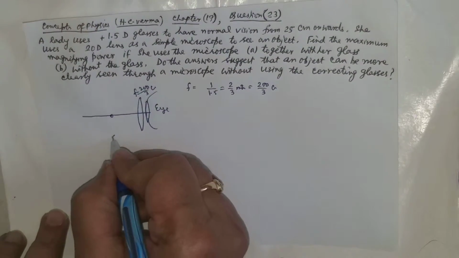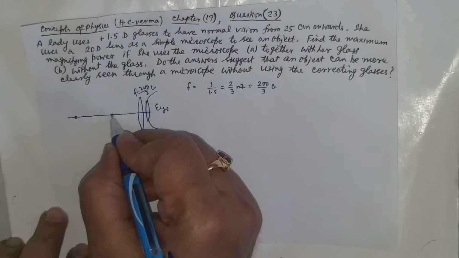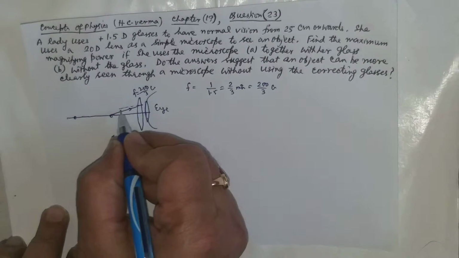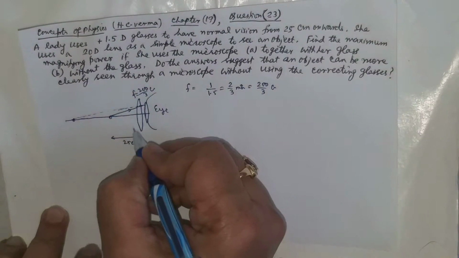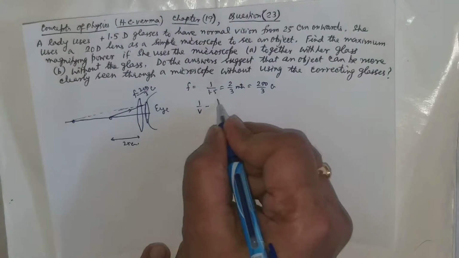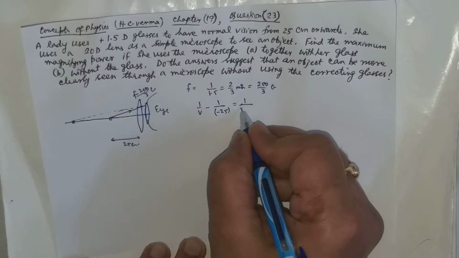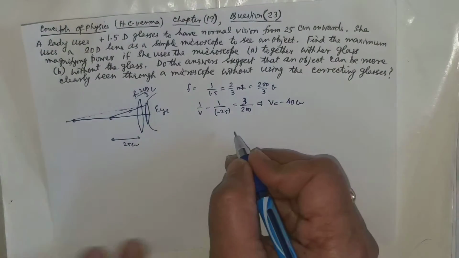Any object which is placed at 25 centimeter, of course the eye naturally will not be having the near point here. The eye will be having its near point somewhere here. So if the object is placed at 25 centimeter, the ray of light slightly bends and the eye lens feels as if the ray is coming from this point. So by using the convex lens formula, 1 by v minus 1 by u, with u equal to minus 25, is 1 by f. F is 200 by 3. We can calculate v is minus 40 centimeter.